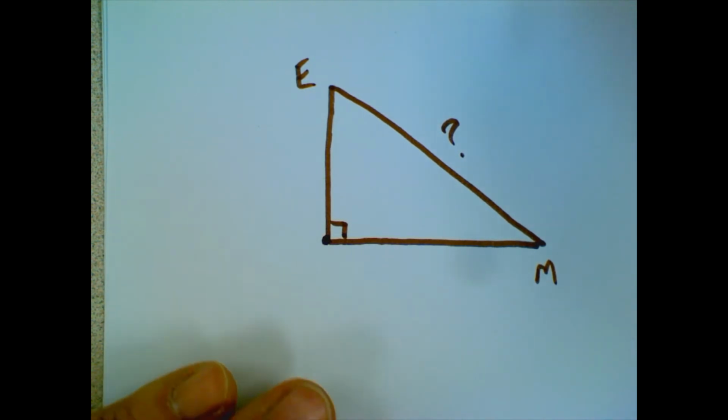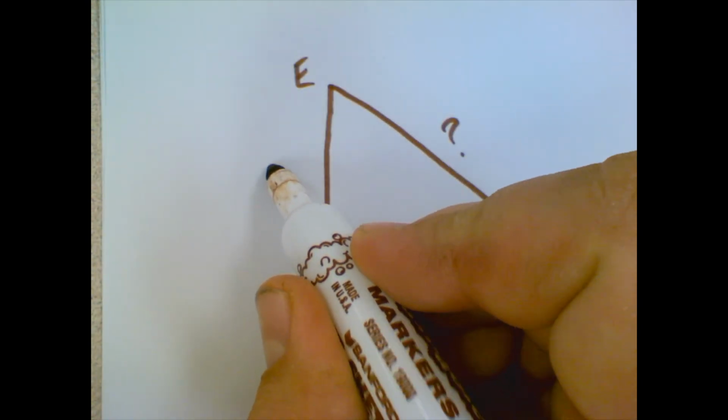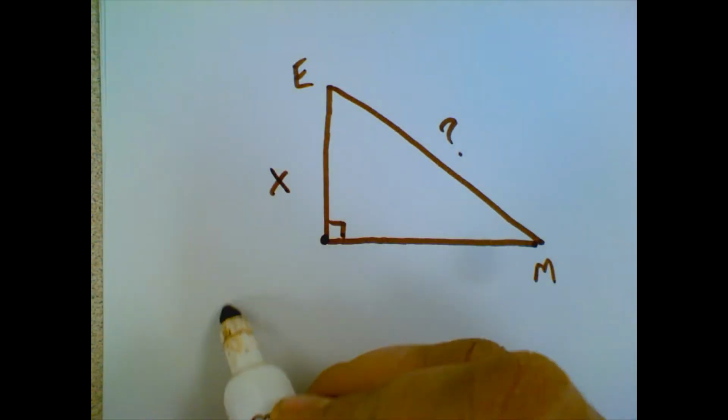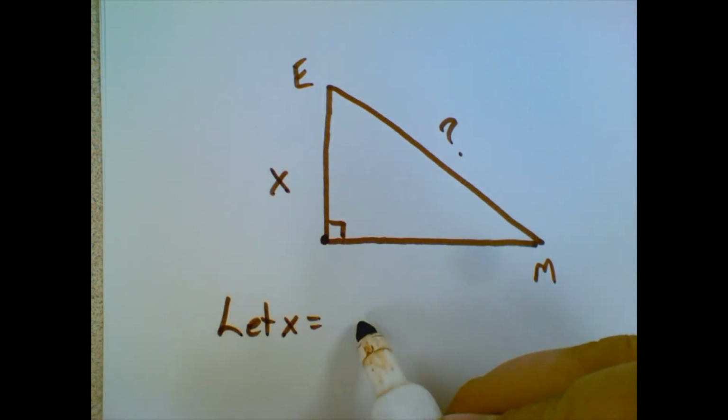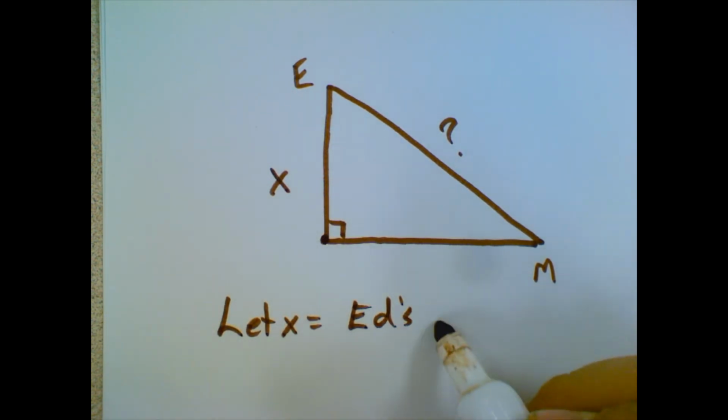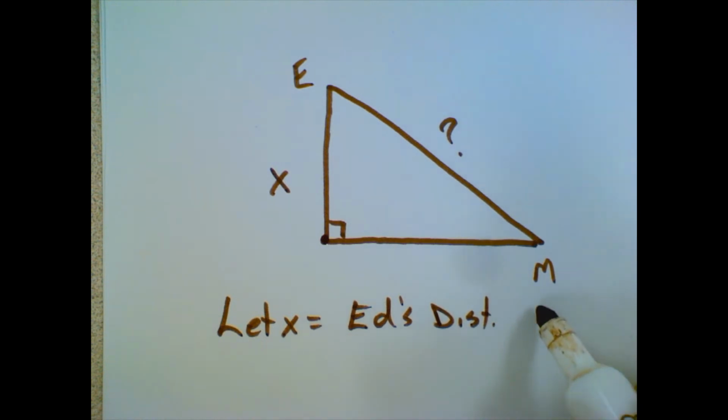What we got to do now is figure out what the variables are. Now let me read this again. It says when Mark is 1 mile farther than Ed from the office, the distance between them is 2 more than Ed's distance from the office. Okay, so if Ed's distance is x, so we're going to let x equal Ed's distance from office. I'm just going to abbreviate here.